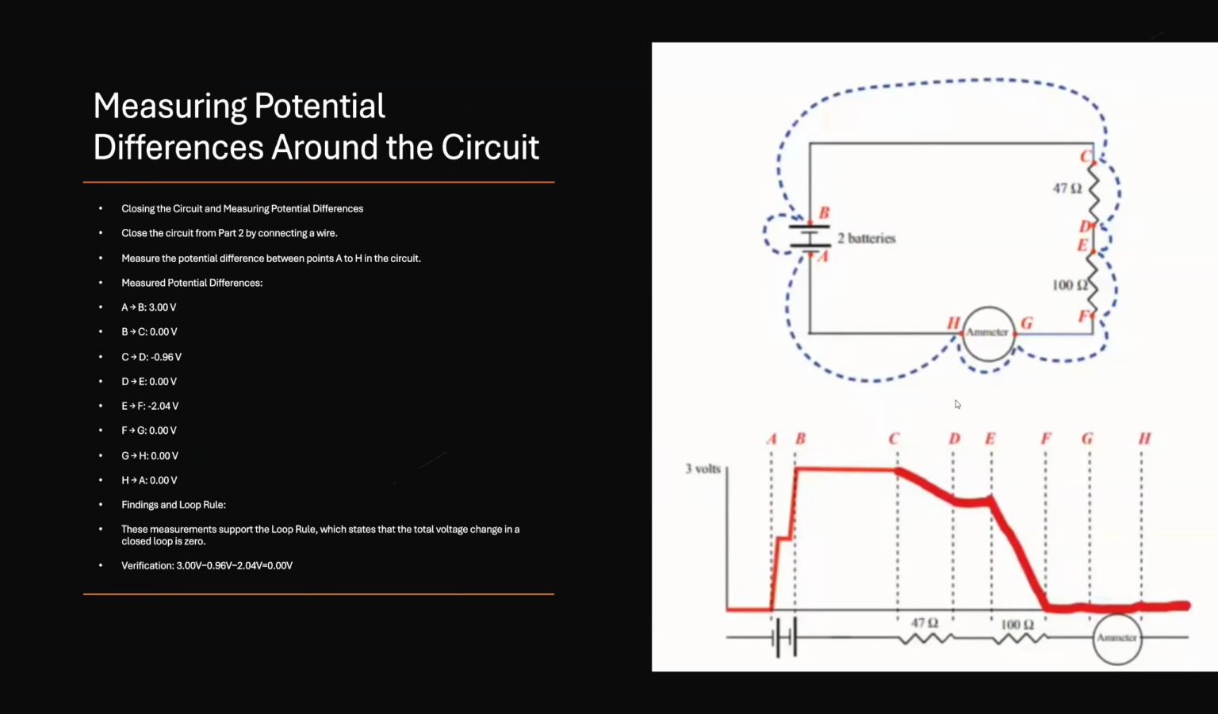Measuring potential difference around the circuit. A to B is 3 volts, B to C is 0, C to D is negative 0.96 volts, D to E is 0 volts, E to F is negative 2.04 volts, F to G is 0 volts, G to H is 0 volts, H to A is 0 volts. Findings in loop rule: the measurements support the loop rule, which states the total voltage in a closed loop is 3 volts minus 0.96 volts minus 2.04 volts equals 0 volts.